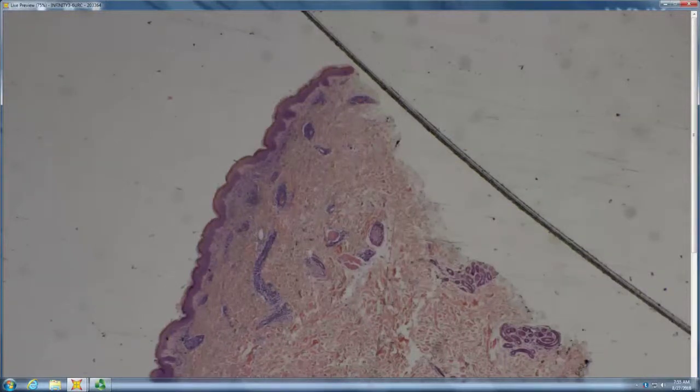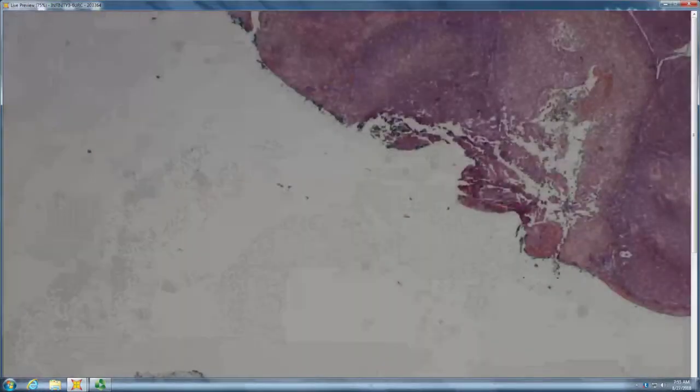Lupus and Jessner's. So lupus and Jessner's. This one has some interface dermatitis, so which of the two is it more likely? Lupus. But the patient has a heliotrope. So anytime you say lupus histologically, it could be DM as well.